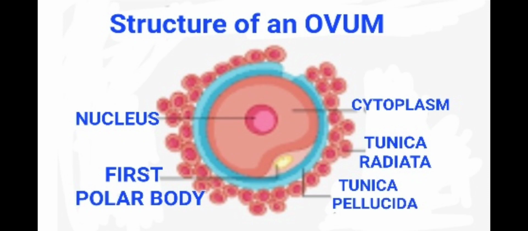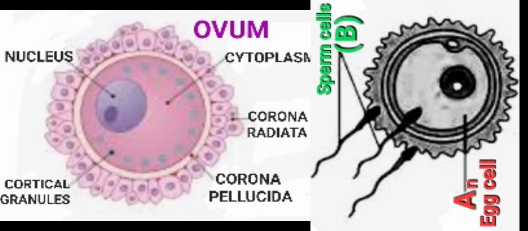Now let us know the difference between an ovum and an egg cell. An ovum is usually an unfertilized female gamete, while an egg is its fertilized state. So, an egg will contain both maternal as well as paternal genes. The genetic material of an ovum will be haploid, while that for an egg will be diploid.